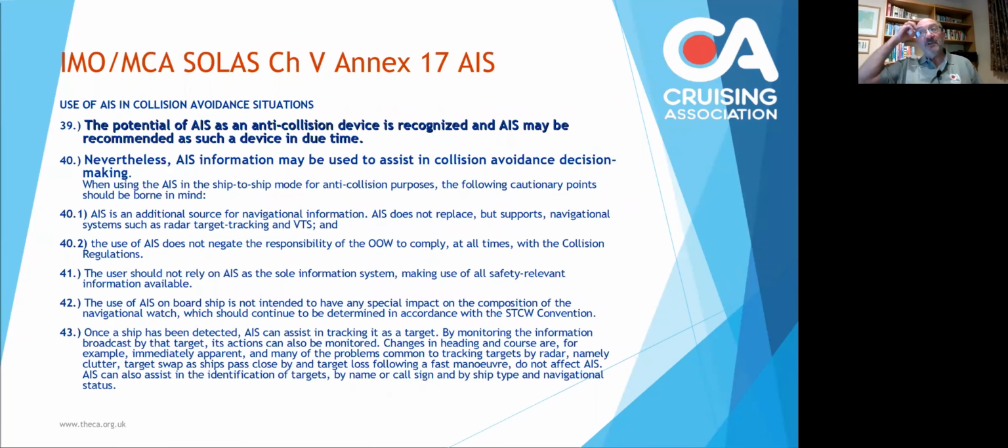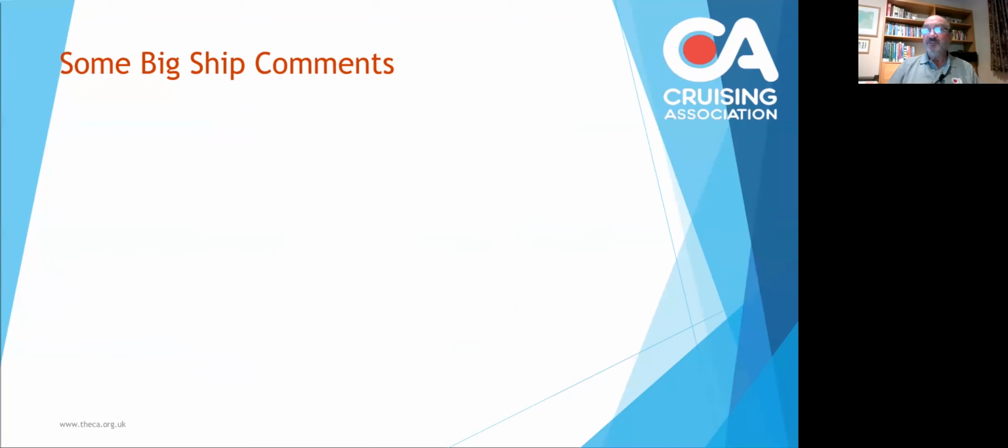So is AIS used by big ships? Well, this is a quote from the SAILAS information. The potential of AIS as an anti-collision device is recognised, and AIS may be recommended as such a device in due time. So AIS is not something that the International Maritime Organization yet recognise for collision avoidance. It then goes on, nevertheless, AIS information may be used to assist in collision avoidance decision making, and then continues through. But what do the actual ships do?